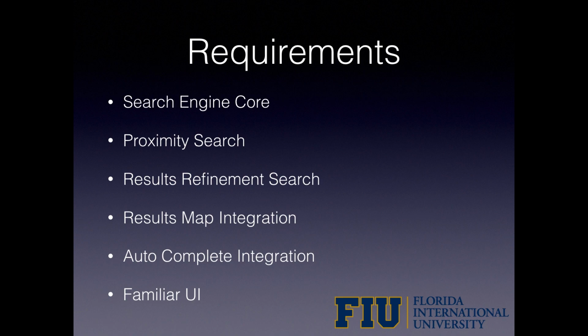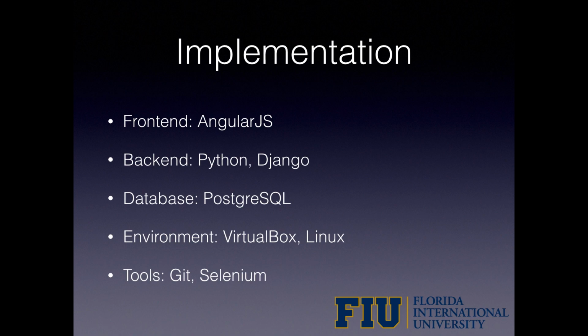Also, I needed the results map to reflect where the properties are. After that, I needed to have the autocomplete connected to the search engine. There was an autocomplete before my implementation, but it wasn't connected to the search engine. I would also like a familiar user interface, which means any user that uses Google can actually use this product. You don't need to learn anything new to use our product.